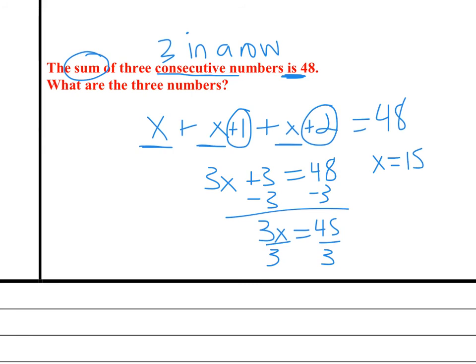But their question was, what are the 3 numbers? So I'm going to write a sentence that says, they are. Now, x was the first number, so one of them is 15. Then it's supposed to be 3 numbers in a row. So my 3 numbers are 15, 16, and 17. Those would be my answers.